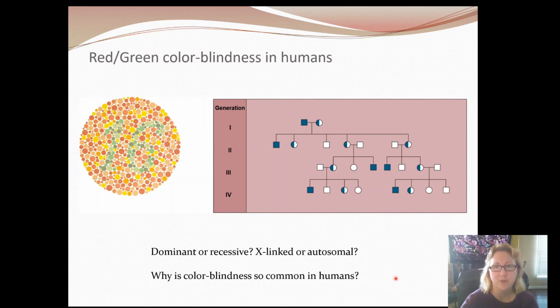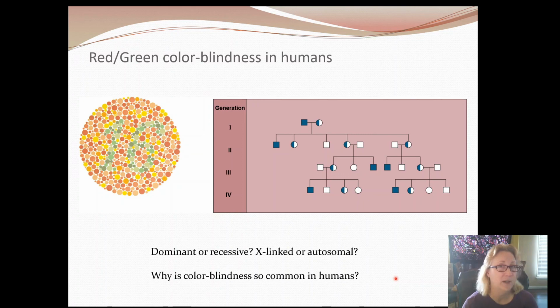And perhaps this was an advantage to early hunters, which our humans and our ancestors have been hunting for at least 3 million years, going back to the Australopithecines. That's probably when we started to switch from scavenging to hunting.